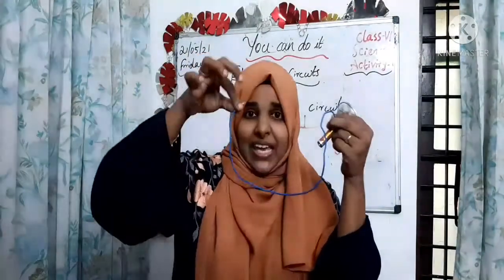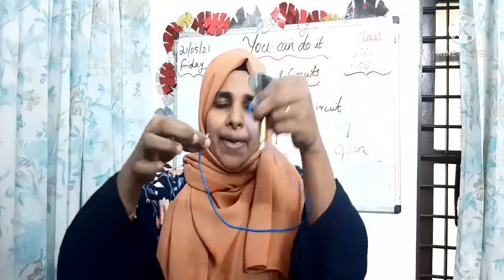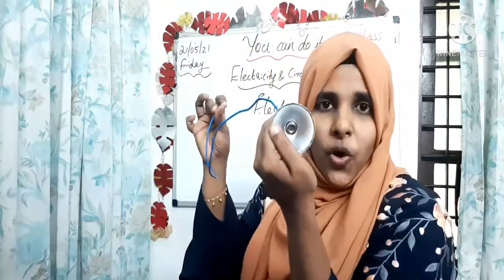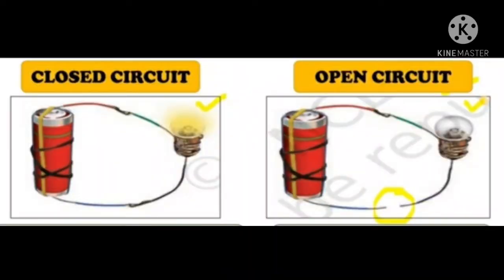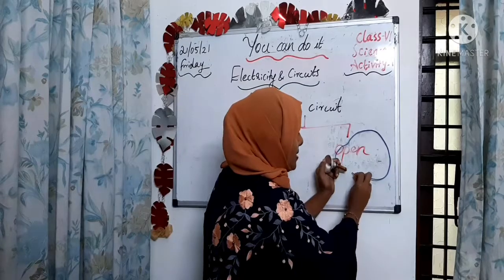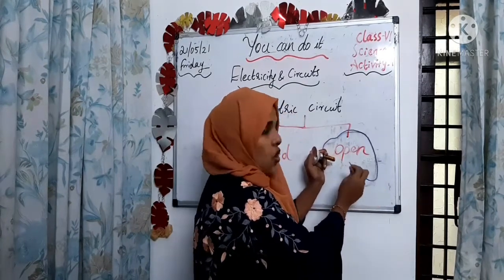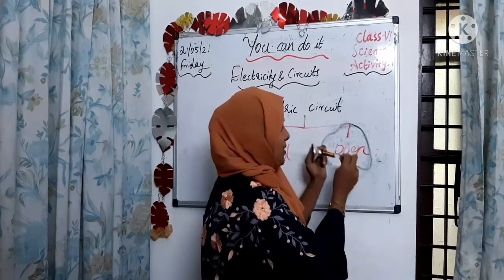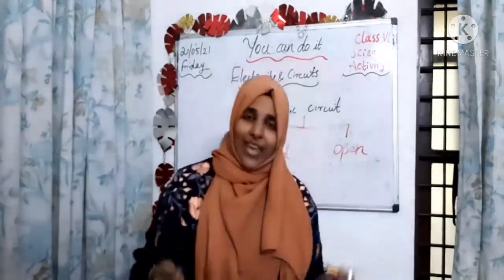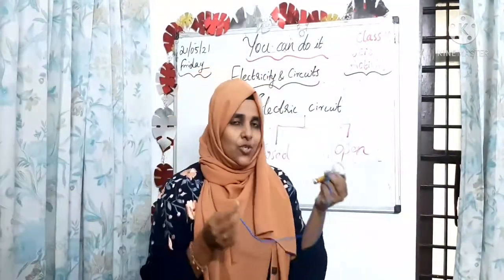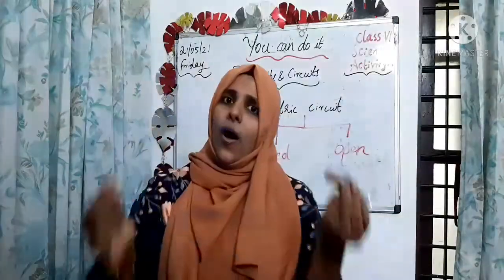But if there is a break in this circuit or wire, what will happen? Electric current cannot flow. That's why we call it an open circuit. In an open circuit, it is not attached, so there is no current flowing through it. So we can classify electric circuits into two types, closed and open.